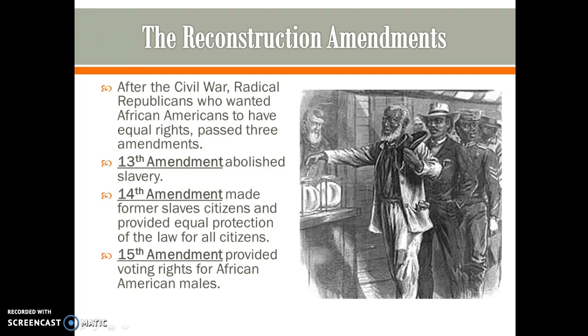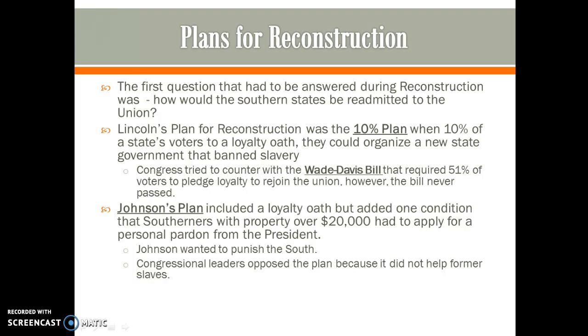I always tell my students, in order to remember them, you know that you need the right to vote with the 15th Amendment, but in order to vote, you have to be a citizen. Then in order to be a citizen, you have to be free.